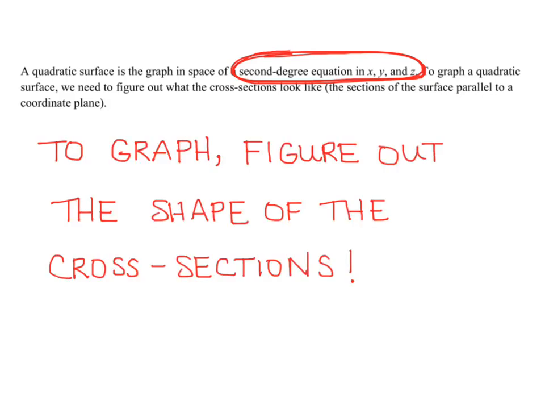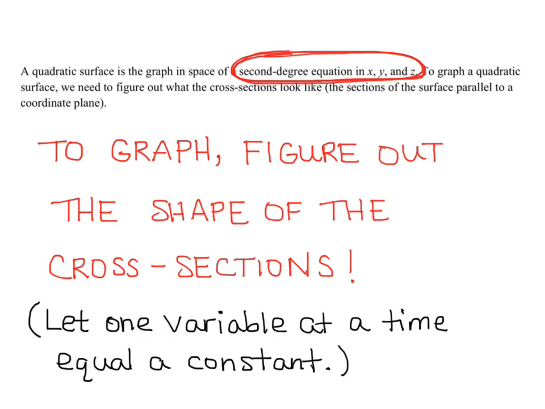So to graph, figure out the shape of each cross section, and the way we do this is let one variable at a time equal a constant. So we'll walk through 3 examples in this video of graphing quadratic surfaces.